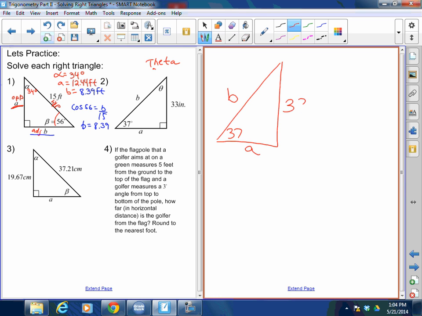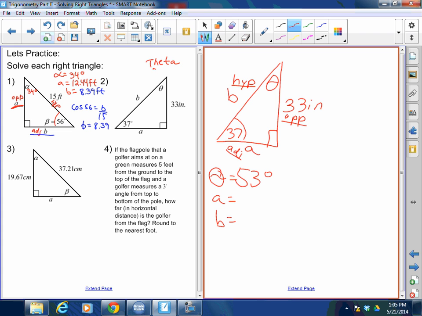Okay, my brothers. I've got to find angle theta. And then I got to find A and I got to find B. What's angle theta right quick? 53, thank you very much. Okay, now, what angle do we want to use? 37. Can you please label A for me? Can you please label the side that is marked 33 for me? Can you please label the B for me?